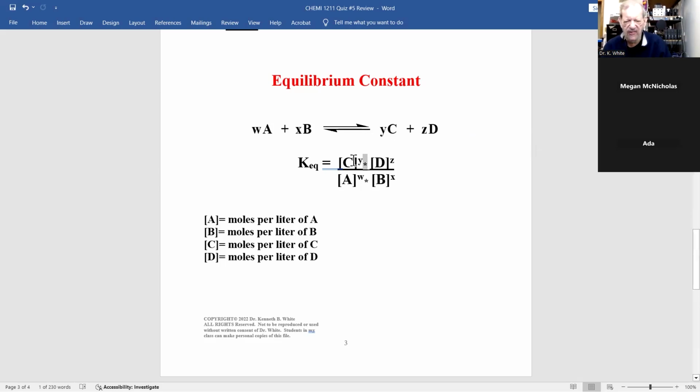It's the concentration of C to the Y power times the concentration of D to the Z power, the products, divided by the concentration of each reactant to the power of its coefficient: A to the power W times B to the power X.